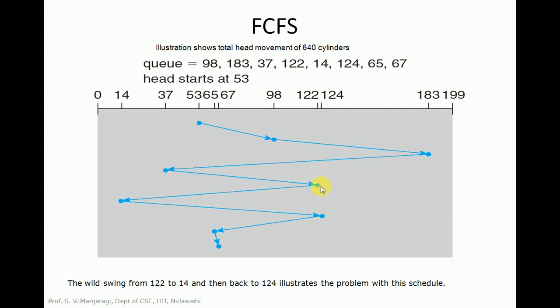So it is better to serve 124 from 122. But instead, what is happening here is from 122 we are moving to 40 and then to 124. So there is a lot of head movement going on, which is not an efficient approach.